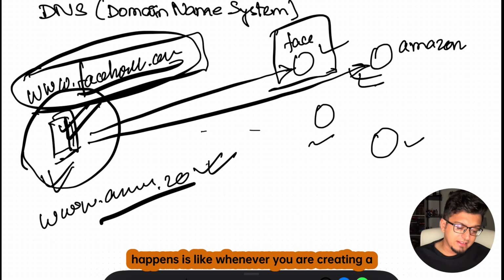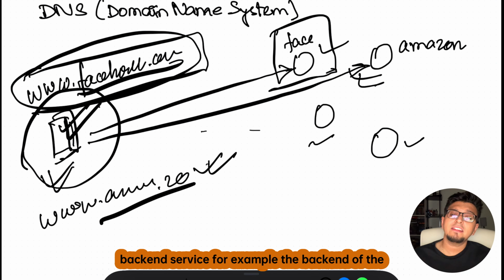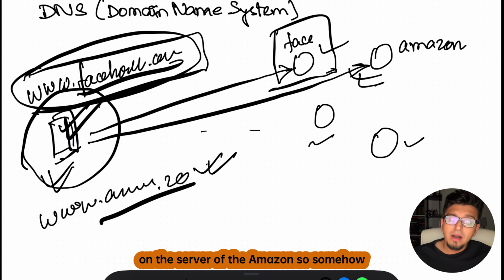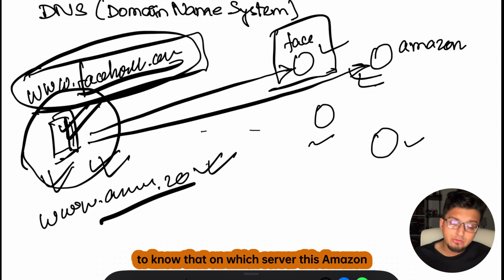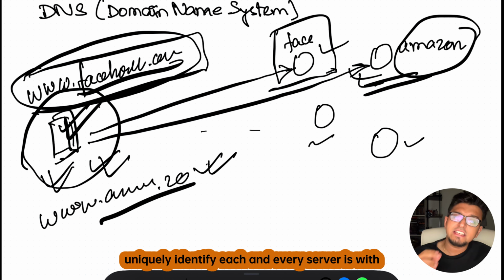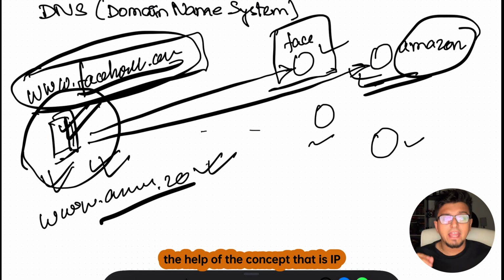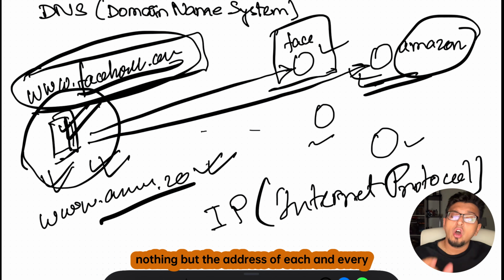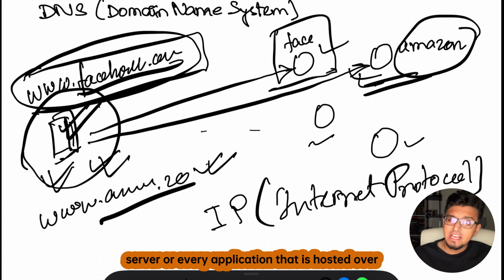Now, whenever you are creating a backend service, for example the backend of Amazon, obviously since you are deploying on the server of Amazon, somehow this client has to know on which server this Amazon backend service is hosted. And the way we uniquely identify each and every server is with the help of the concept called IP, which is internet protocol, which is nothing but the address of each and every server or application that is hosted over the internet.